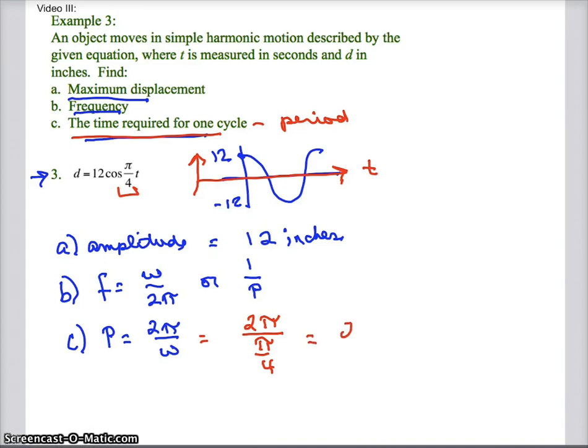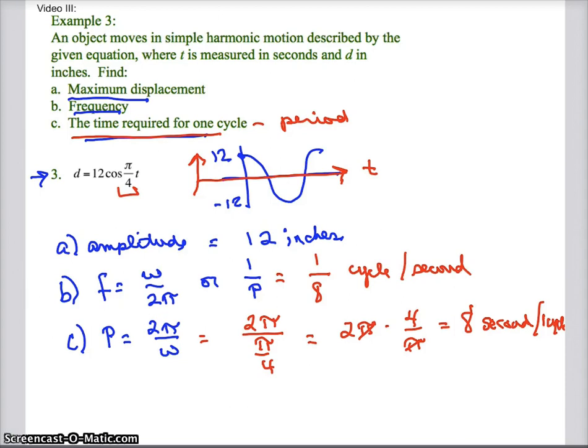And to simplify, remember we keep it, switch to multiplication, and flip the denominator. So the pi's will cancel, and our period is 8 seconds per cycle, or 8 seconds for one cycle. So our frequency would be 1 cycle for every 8 seconds. So our frequency is 1 divided by the period, or 1/8 cycle per second.